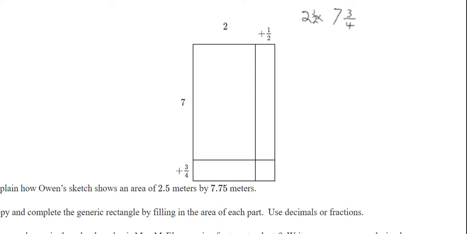Once you have a generic rectangle set up, the next step would then be to multiply it. Just like how you would use a multiplication table, you would just take the top, multiply it by the side, and do it for each of these boxes. So for example, 2 times 7 would give us 14. We have the 2 on top, 7 on the side. Our product is 14 in this first box. Now we have 2 times 3/4.